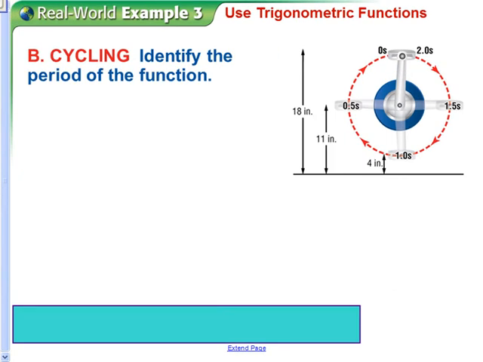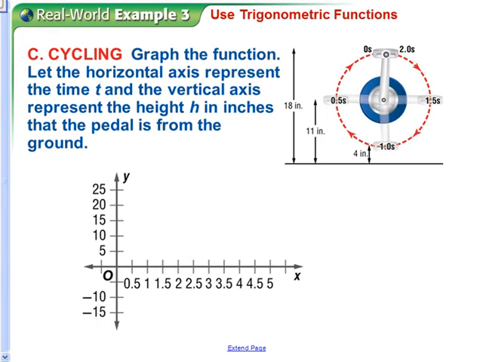Identify the period. So when does it start repeating? When do you get back to the original spot and redo the exact same thing? Well, that would be after 2 seconds. So that would be our period. Let's graph it. At the beginning, how high is it? It's at 18. So we'd start up here at 18. And remember these are switched up, so let me rewrite those. That's 1.5 and that's 0.5.